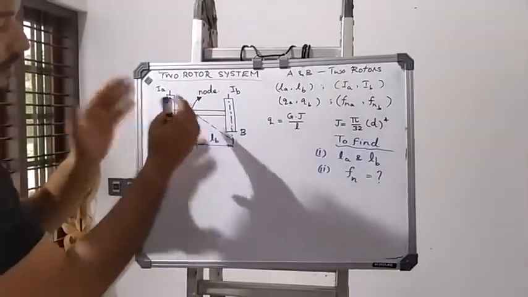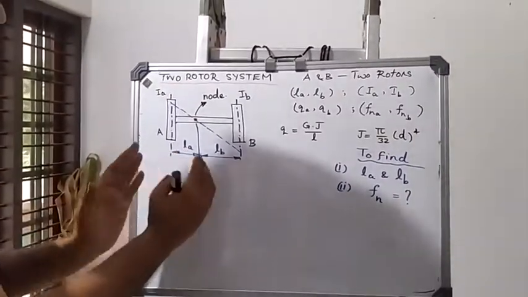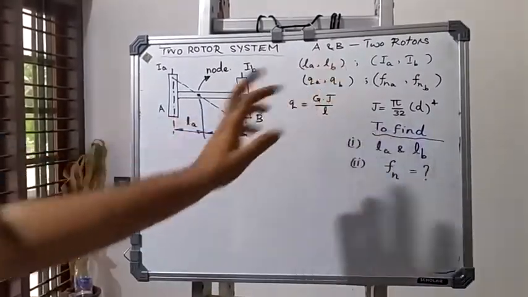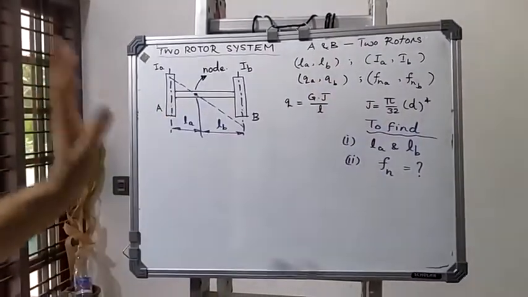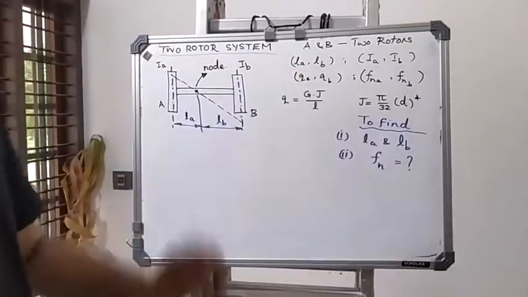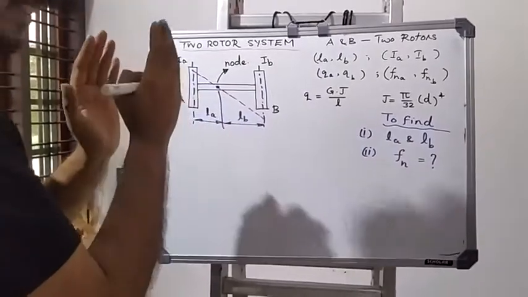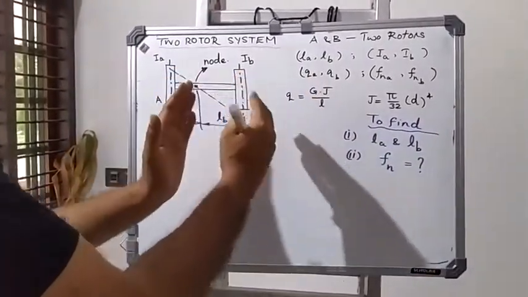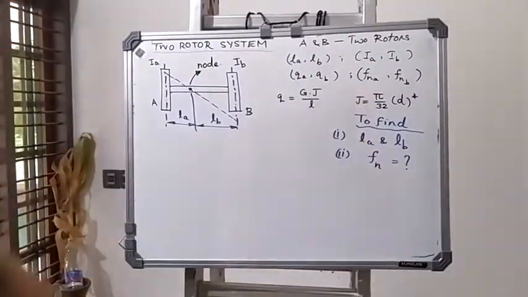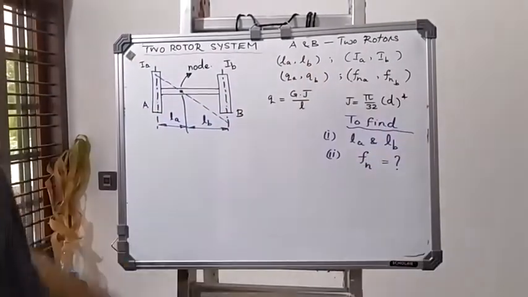Based on the node point, we have divided the length of the shaft into two portions, LA and LB, corresponding to A and B. IA and IB are the moments of inertia of rotors A and B. QA and QB are the torsional stiffness of the portions of shaft corresponding to lengths LA and LB. Next you have the natural frequency of rotor A, FNA, and the natural frequency of rotor B, FNB.